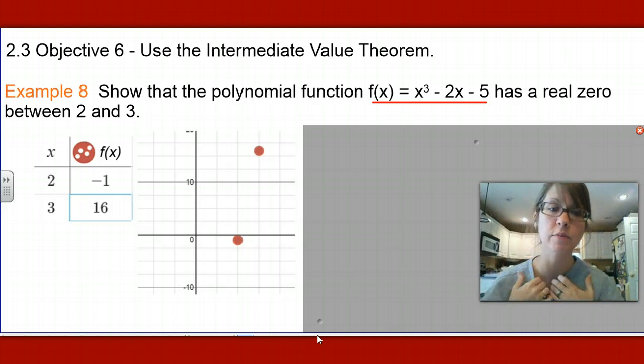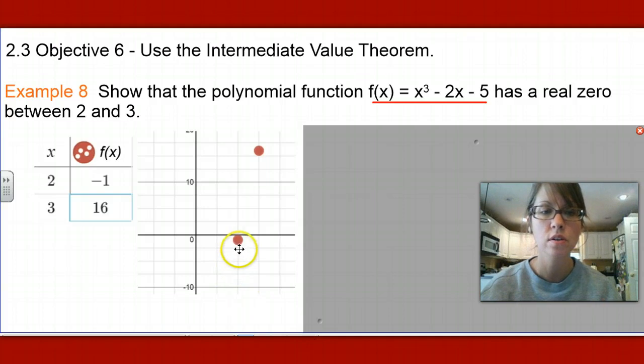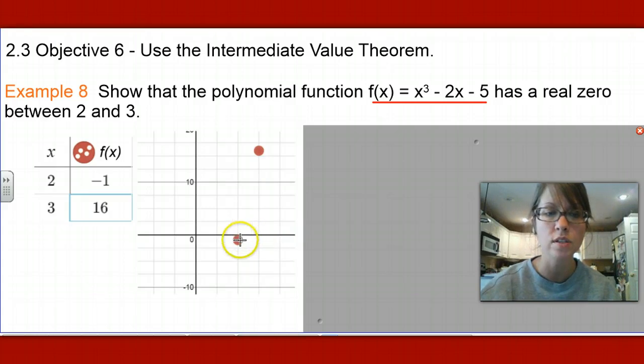Okay, so here comes the real zero thing. If you're coming from x equals 2 and your y value is -1, and you're going to the point (3, 16), the real zero is an x-intercept. So if you do that, and I'm going to draw it with a straight line, it's really not straight, it's curved, but if you start at this point and end at this point, if your curve is continuous, you had to have an x-intercept somewhere. Okay, that's all the intermediate value theorem says.